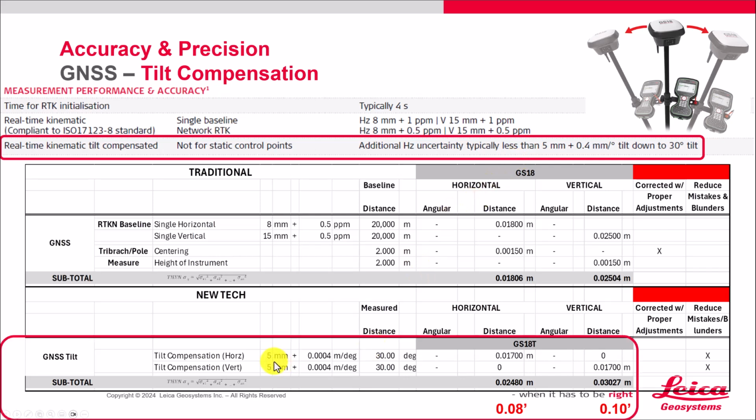So we need to plug in this tilt compensation. The additional error is added here. And we're looking at 0.025 meters horizontal and 0.03 meters vertically. Now we're looking at something that we're kind of used to, 0.08 horizontal and a tenth vertical.